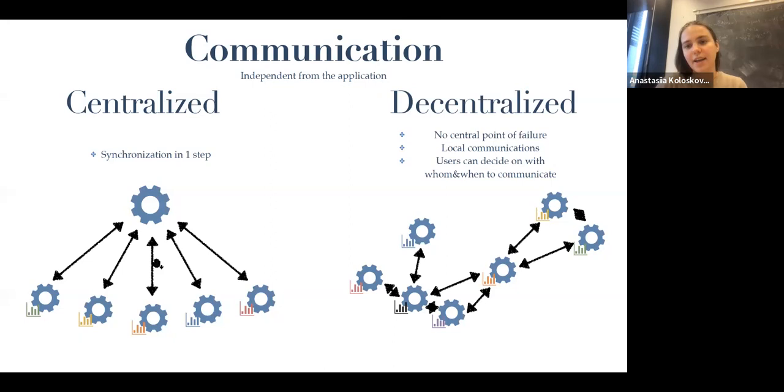Another way is to have decentralized communications. Here you have no center, and you have separate workers, and every worker keeps its own local model. You have some underlying graph, and communication is allowed only along the edges of this graph, so only point-to-point communications. The advantages are that you have no central point of failure, if that is important, and communications are local: not everyone has to communicate with everyone. Also, if you don't trust the center, you can decide yourself to whom you want to communicate.